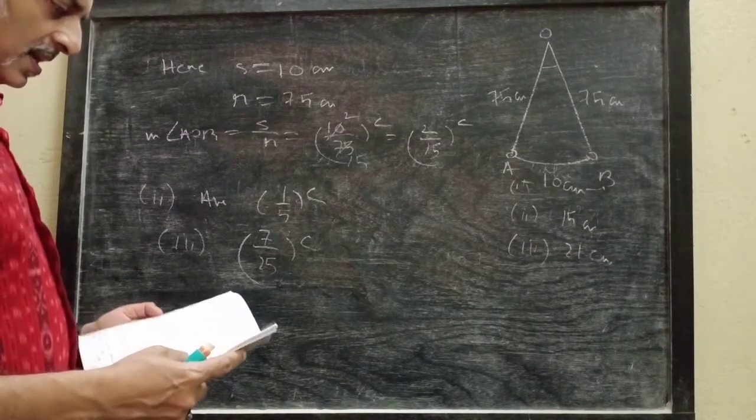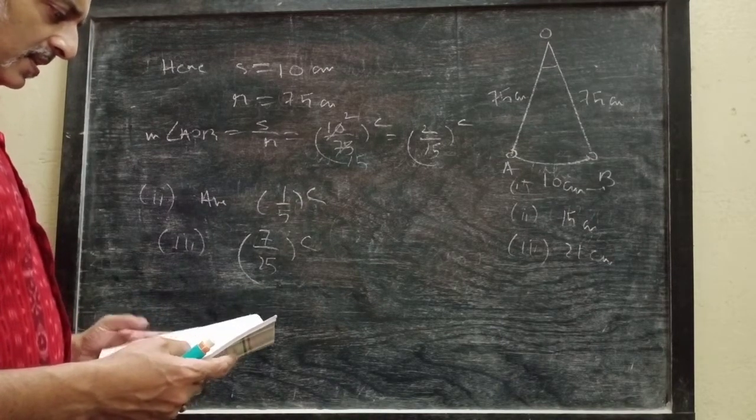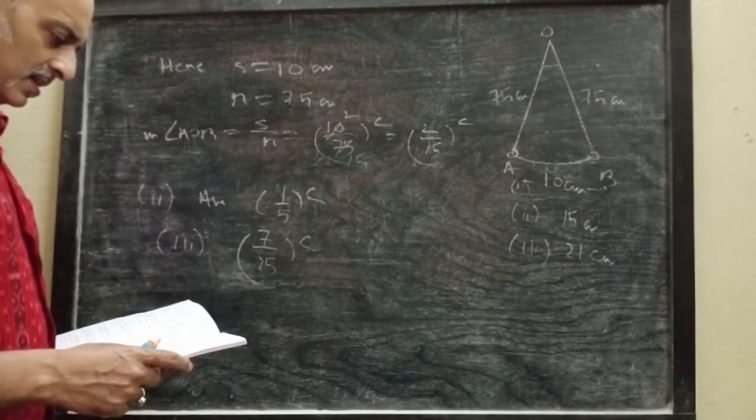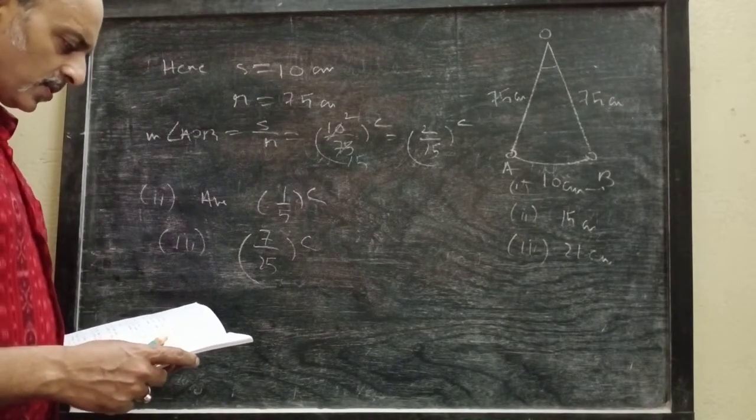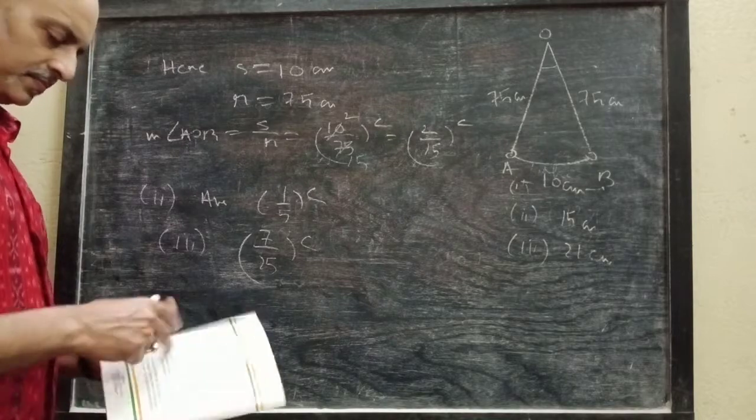Next question, the radius of a circle is 30 centimeter. Find the length of an arc of this circle if the length of the chord corresponding to the arc is of length 30 centimeter.